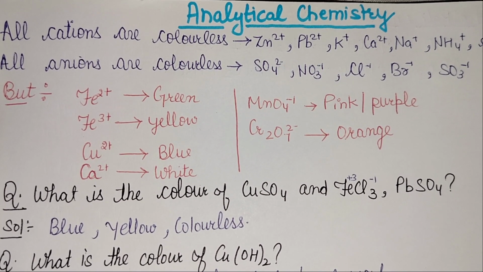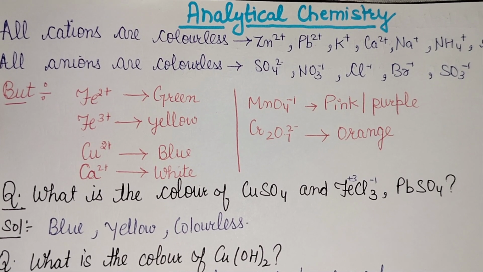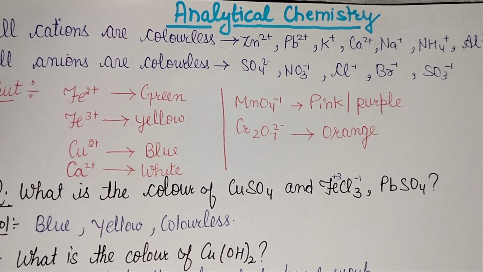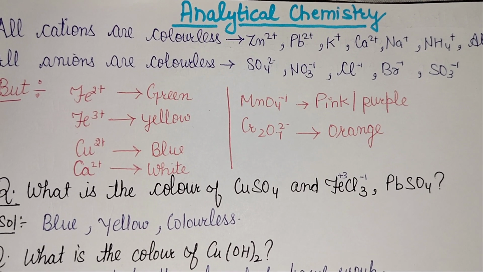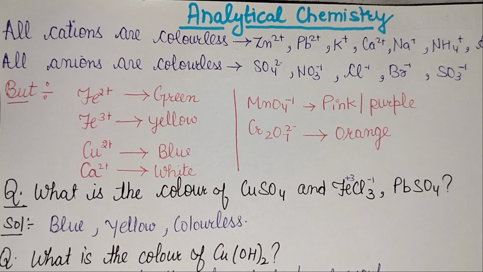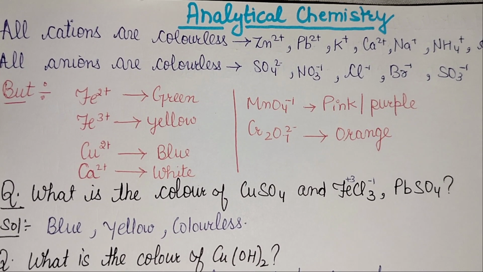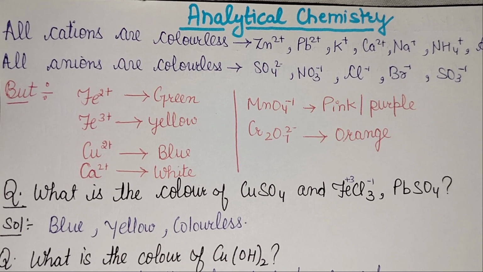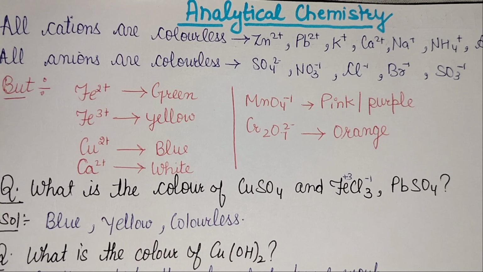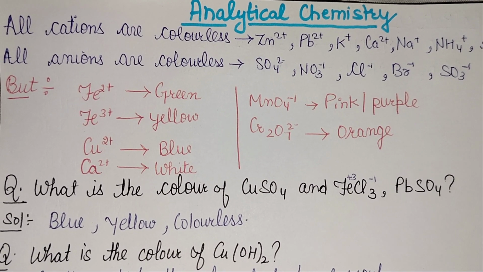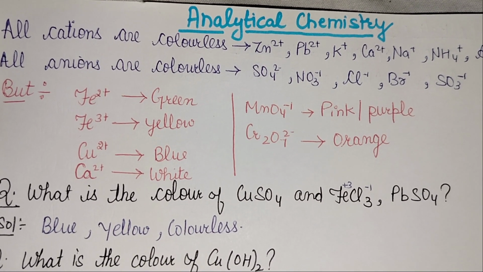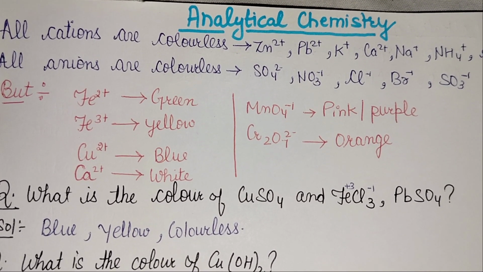Alright? So let's start. All cations are colorless. One thing that you have to learn is all cations are colorless, like Zn2+, Pb2+, K+, Ca2+. These are all colorless. If I talk about the anions, then all anions are colorless, like sulfate, nitrate, chloride, etc. But exceptions are always there. If we are studying chemistry, then of course exceptions are always there.